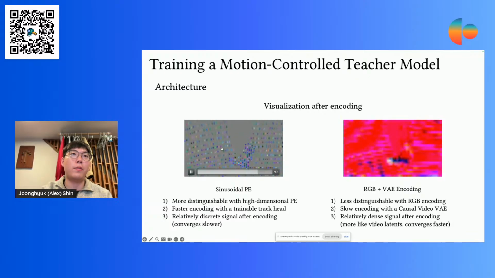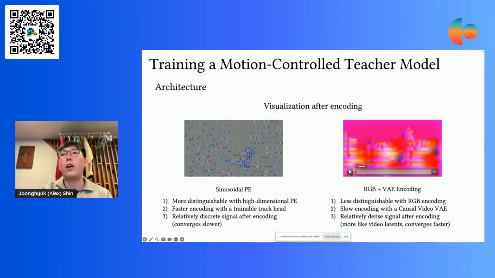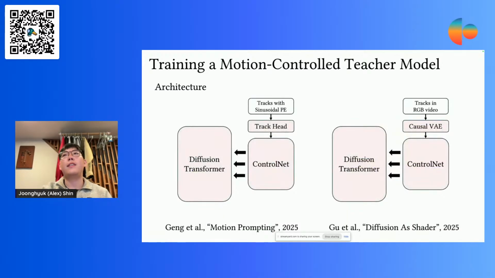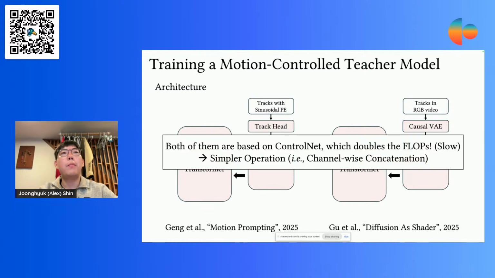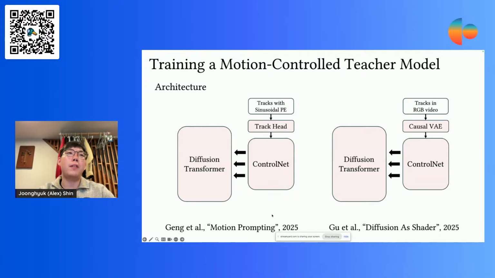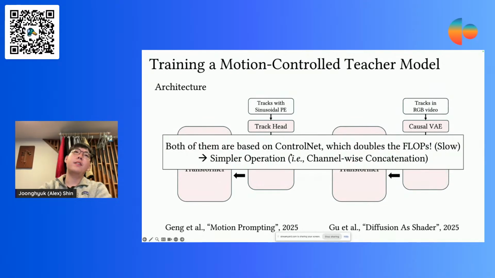Sinusoidal positional embedding tends to have a slightly more discrete representation, while RGB plus VAE encoding results in a more dense one. There are pros and cons, but they share a limitation at the same time, which is that both of them are based on ControlNet, which doubles the FLOPs. Basically, ControlNet is copy-pasting the earlier blocks of the DiT and adding additional layers for it. So it doubles the FLOPs. Even if we distill it to 1, 2, 3, or 4 steps, if we use ControlNet, it will still impose an architectural bottleneck, which will make our model run twice as slow.